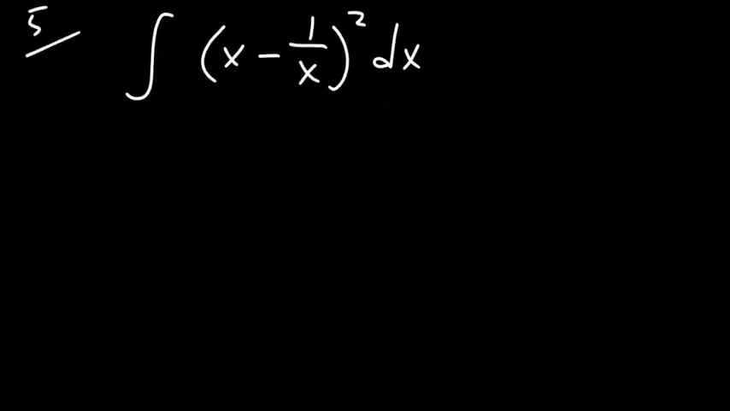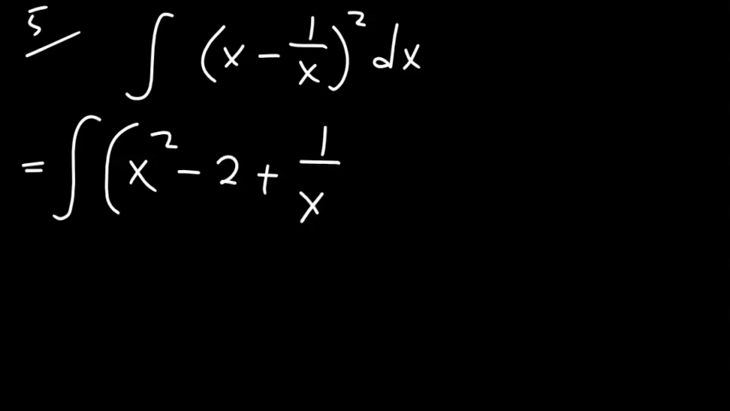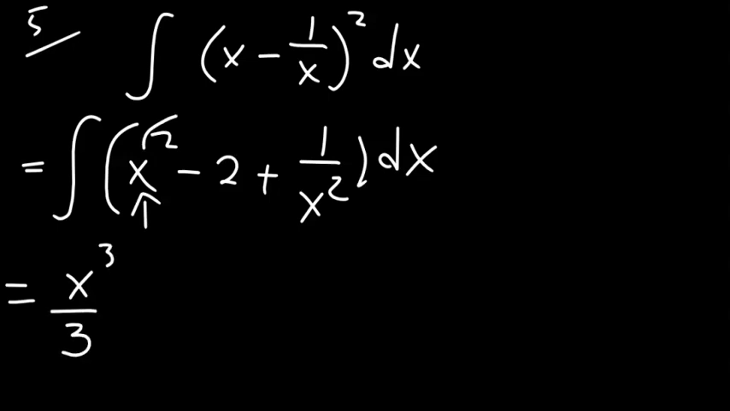In this integral, it's important that we expand the bracket. So the first term is x squared, the cross term is just 2, and the last term is 1 over x squared dx. So let's do one by one. The first integral is easy. It's just x to the power 3 over 3. You raise the power by 1 and divide that result.